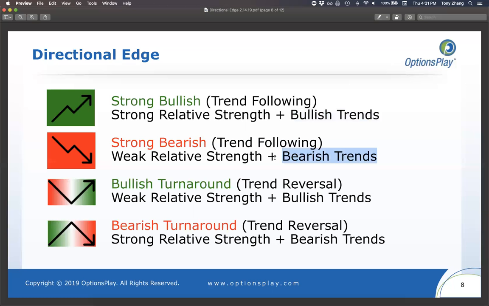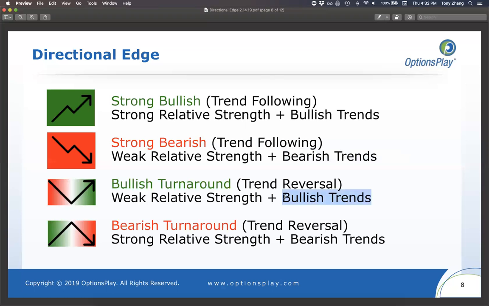The next 2 are effectively turnarounds. So this is for those of you that like to pick market bottoms or try to pick market tops. For a bullish turnaround, these are what we call trend reversals. So a stock that has weak relative strength, which means that this stock has really underperformed the overall market. So when the market is up 5%, this stock might only be up 1% or 3%. However, it's exhibiting bullish trends. So what this means is that this stock is starting to turn around. This is a stock that's bottoming and is likely going to start rising. So for those of you that are looking to acquire stocks at a lower price, buy low, sell high.